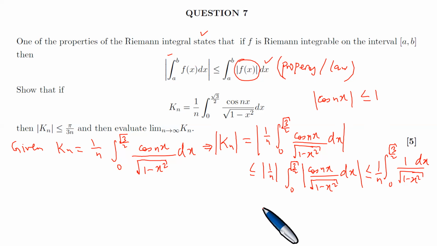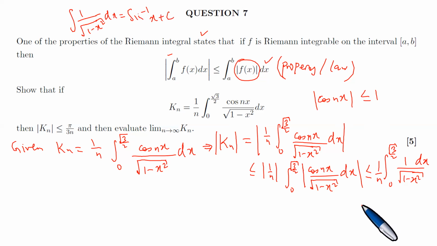But now you need to remember from first year. Because now you have the integral of the square root. What is the integral of this one from first year? You need to remember this one from first year. The integral of this one is arcsine of x plus c. So this is 1 over pi arcsine of x, from 0 to the square root of 3 over 2.